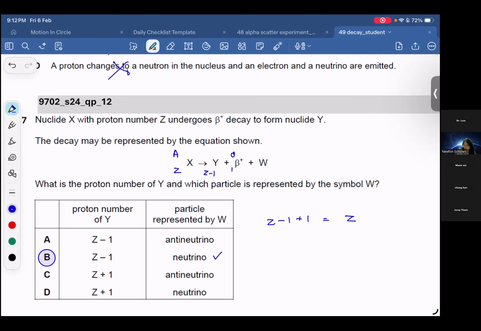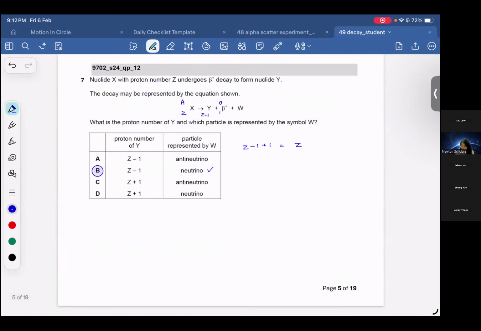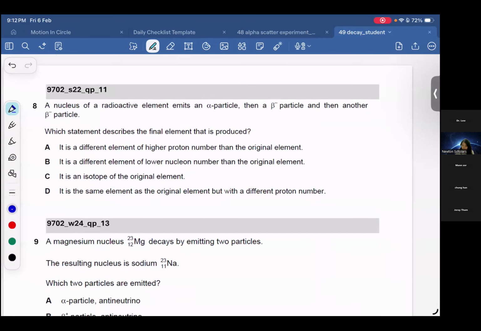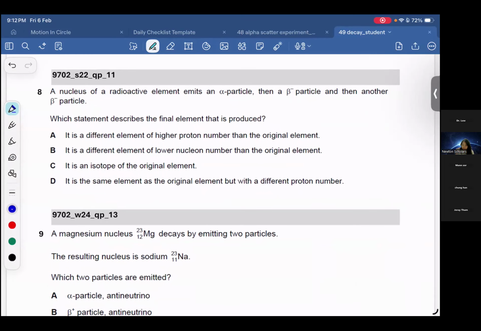Okay, Chonghan correct. Okay, dear, we go to your next page, page number 6. A nucleus of a radioactive element emits an alpha particle, then a beta particle, then another beta particle. Which statement describes the final element that is produced? Okay, think. Try and then tell me your answer.